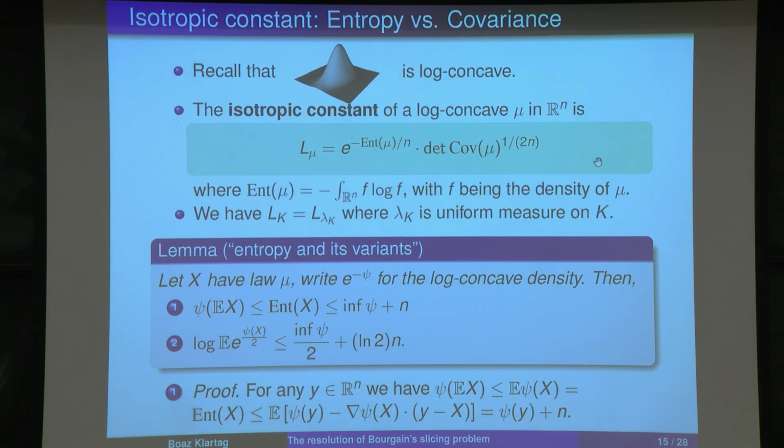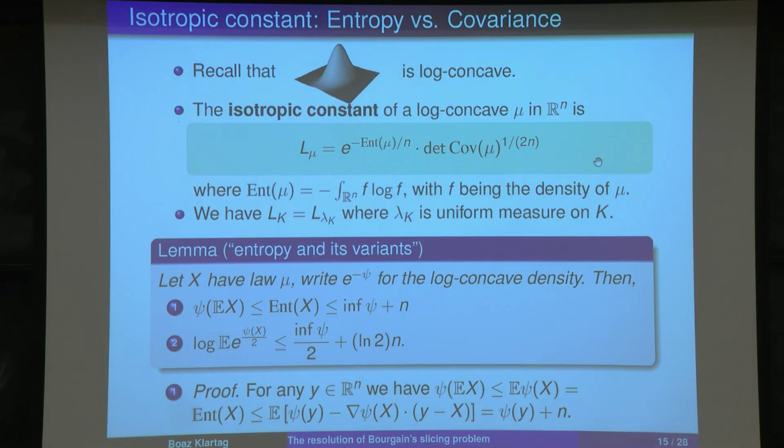So I take the differential entropy, minus the integral of f log f. And the entropy constant is entropy versus covariance. And this formula generalizes what you get in the case where you have the uniform measure on K. So now we can have an isotropic constant for anything log-concave.